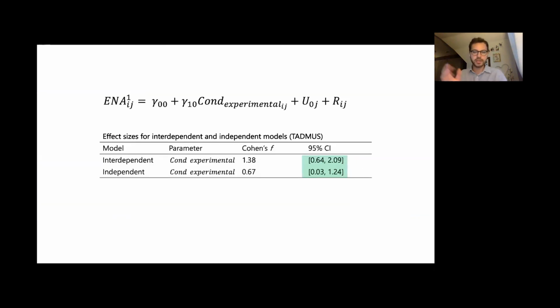In terms of the quantitative difference, we can look at the statistical differences between the two conditions, experimental and control, and look at the effect size of those differences. That's Cohen's F column there. The interdependent model had a higher effect size than the independent model, but the confidence intervals around those overlap. So that suggests that the effect is not actually statistically different.